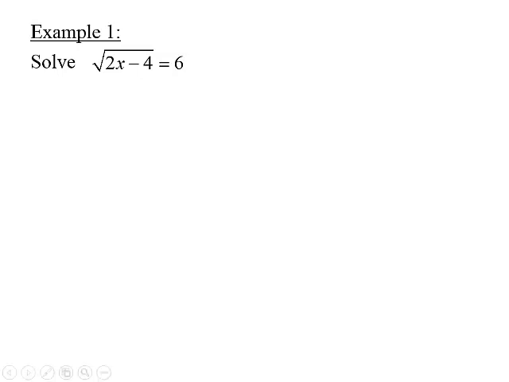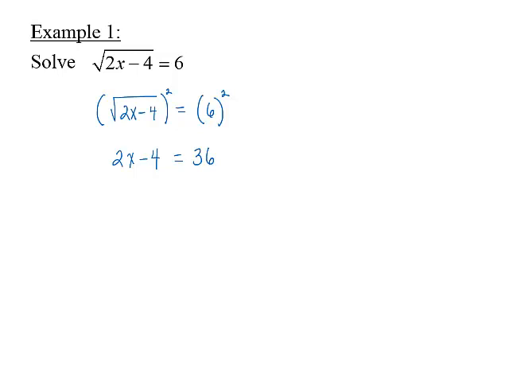Here's an example. We want to solve the square root of 2x minus 4 equals 6. The radical is isolated to one side, so we raise each side to the second power. When we square each side, the square root of 2x minus 4 squared is just 2x minus 4. Squaring 6 gives us 36. Now we have an equivalent equation without radicals.